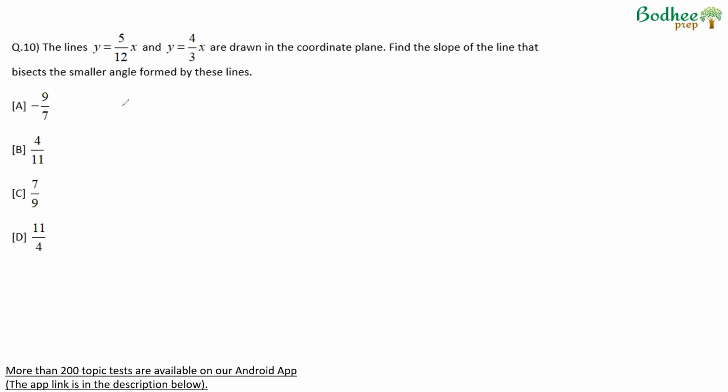So this essentially is 12y minus 5x is equal to 0. This is 3y minus 4x is equal to 0. Now if we find out the equation of the line that bisects, suppose one of the points on the line is (x, y), you'll say mod of 12y minus 5x, we'll put plus minus.